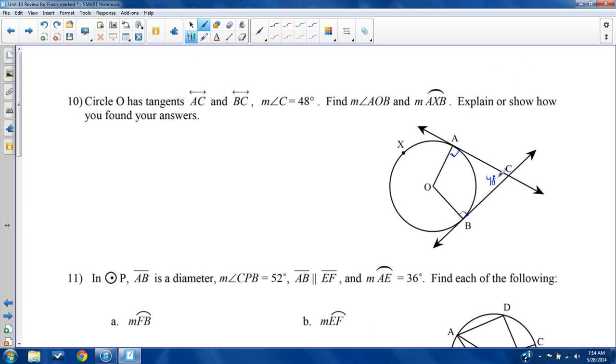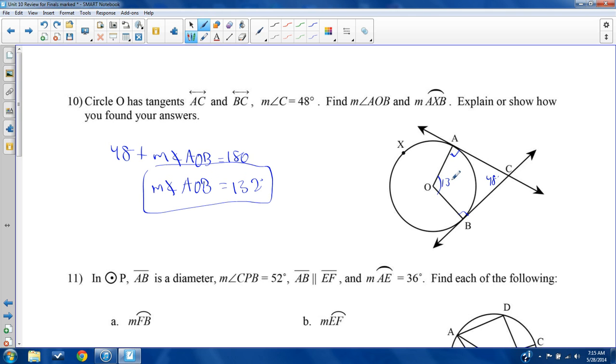Measure of angle C is 48 degrees. That's this one right here. Find measure of angle AOB and measure of arc AXB. Explain or show how you find your answers. Okay, I'm not going to beat around the bush here. The quadrilateral adds to 360. If these two are 90, then these add up to 180. So these two must add up to 180 as well. So 48 plus measure of angle AOB equals 180. Subtract 48, measure of angle AOB equals 132. So this is 132 degrees at AOB.